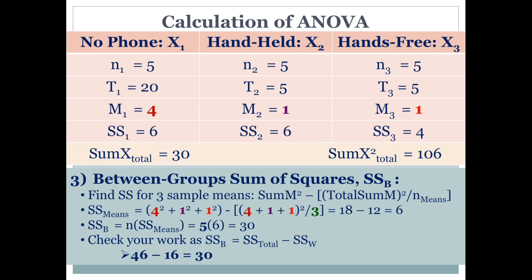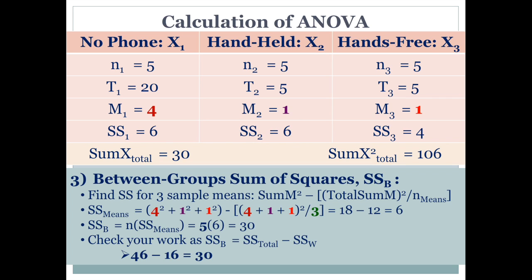Sum of squares between is the trickiest one, in my opinion. Maybe not for you, though. Okay, so what you're trying to do is find the sum of all the mean scores squared, minus the total sum of the means squared divided by n of the means, or the average mean for each group.